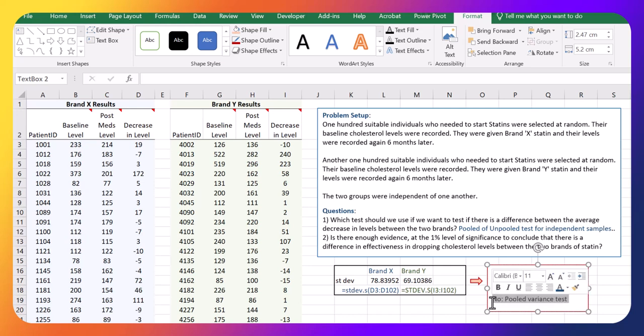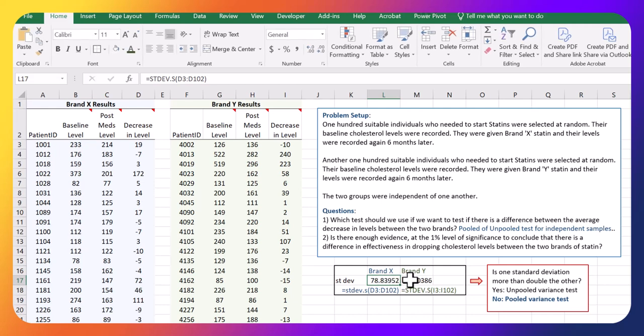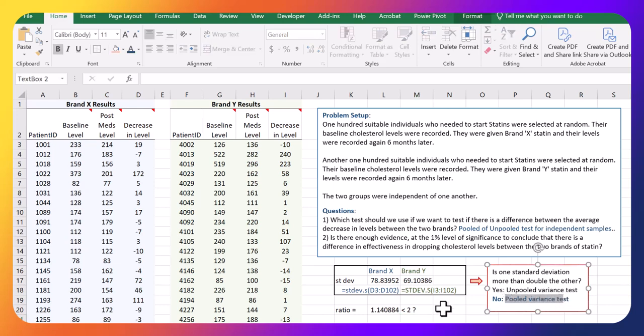So this is our case now. This is what we're dealing with in this case. They're roughly the same. This one is just slightly bigger than that one. You could also just go and test it. Go take the larger one, divide by the smaller. Okay, so brand X is 1.14 times larger in standard deviation than brand Y. So we're just checking, is that less than 2? Which it is. So we have pooled variance.